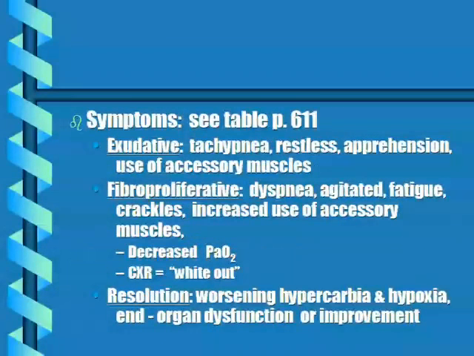Symptoms, as I said, are on a table on page 611, but here they are kind of averaged. For the exudative phase, you're going to have tachycardia, restlessness, apprehension, use of your accessory muscles. For the fibroproliferative phase, you're going to have dyspnea, agitation, fatigue, crackles, and an increase in your accessory muscle use. You're going to have a decrease in your PaO2 and your chest x-ray that shows whiteout. In the resolution phase, you're going to have worsening hypercarbia and hypoxia and end organ dysfunction, or you're going to get better.